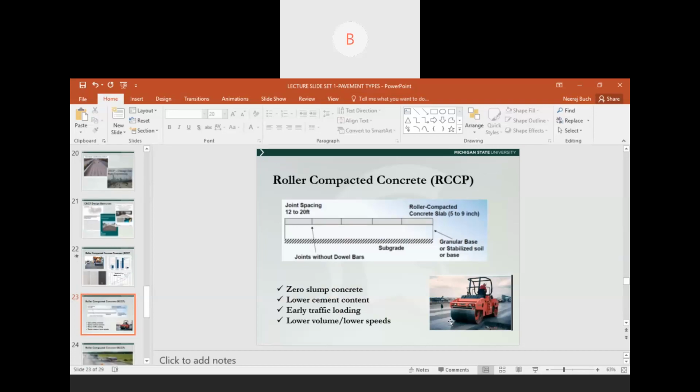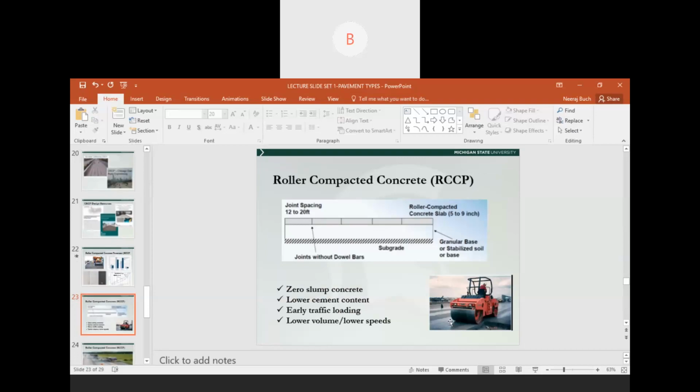So roller compacted concrete is also known as zero slump concrete. The concrete, because of the low cement and low water contents, does not have a lot of flowability. And therefore, the placement is done using an asphalt paver.